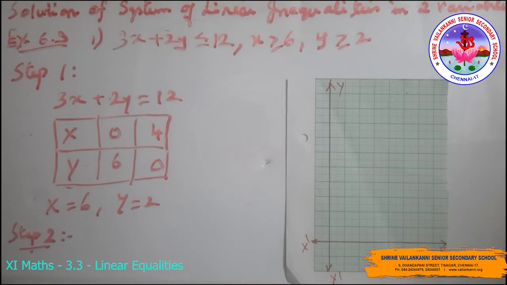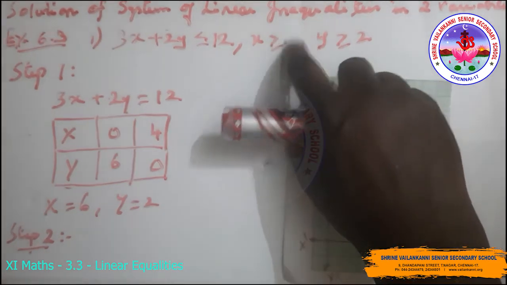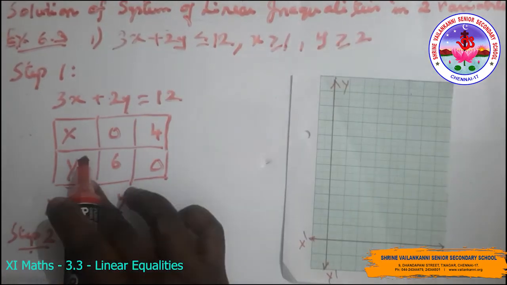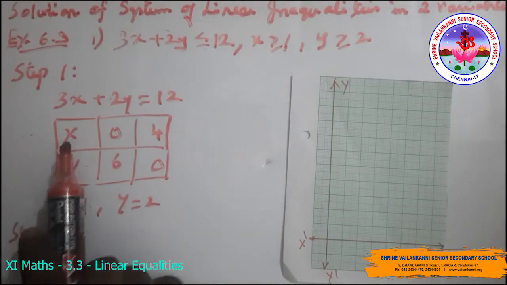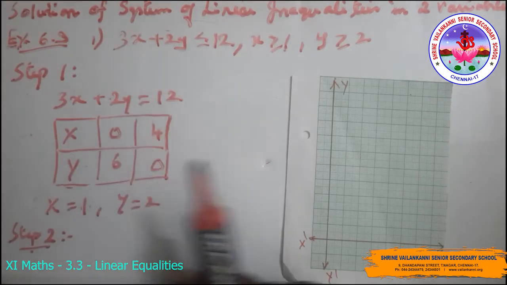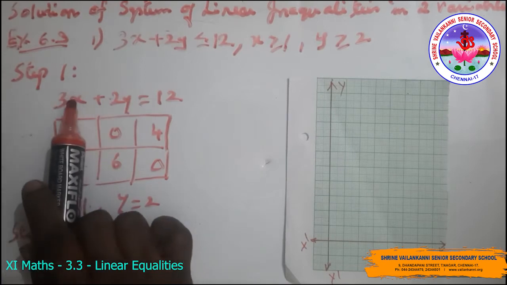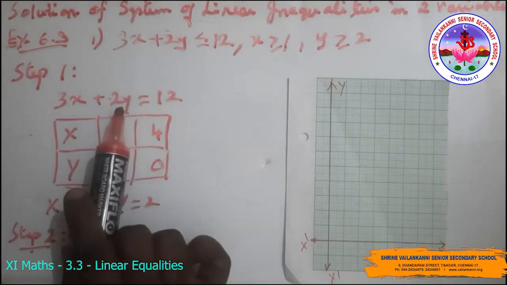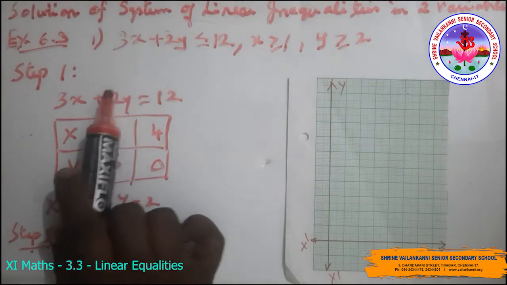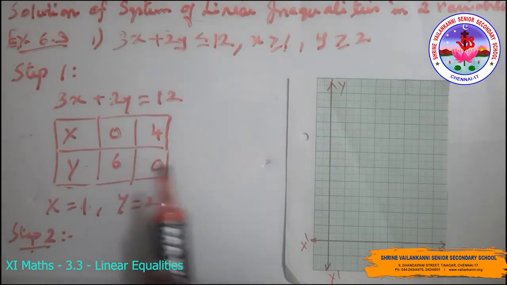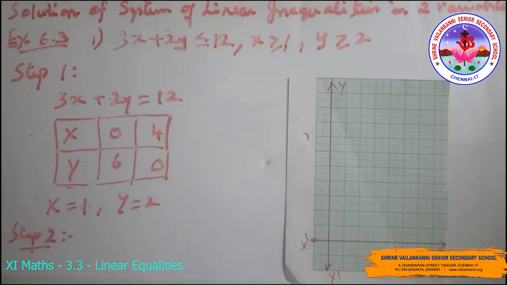Second question: 3x plus 2y less than or equal to 12, x is greater than or equal to 1 and y is greater than or equal to 2. So step 1: 3x plus 2y equal to 12. When x is 0, we get 2y equal to 12, so y equal to 6. When y is 0, we get 3x equal to 12, x equal to 4. Now we have to plot the points on the graph: x is 0 and y is 6; x is 4, y is 0.